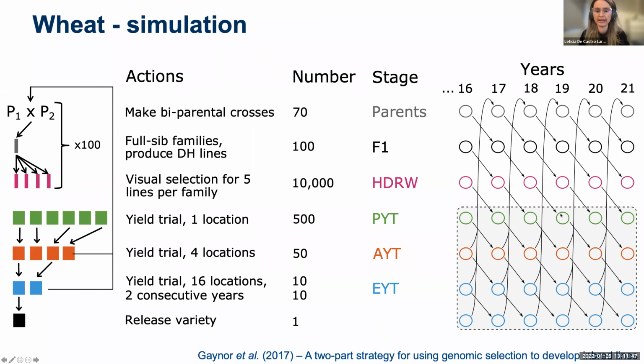For our training population, we collected individuals from the last 3 stages, the preliminary, advanced, and elite wide trials, for the last 6 years. So it's in this gray square box here. Here we assumed that for these individuals we have data available from year 16 to year 21, which gives us 3,420 phenotyped individuals that were also genotyped with 10,500 markers.